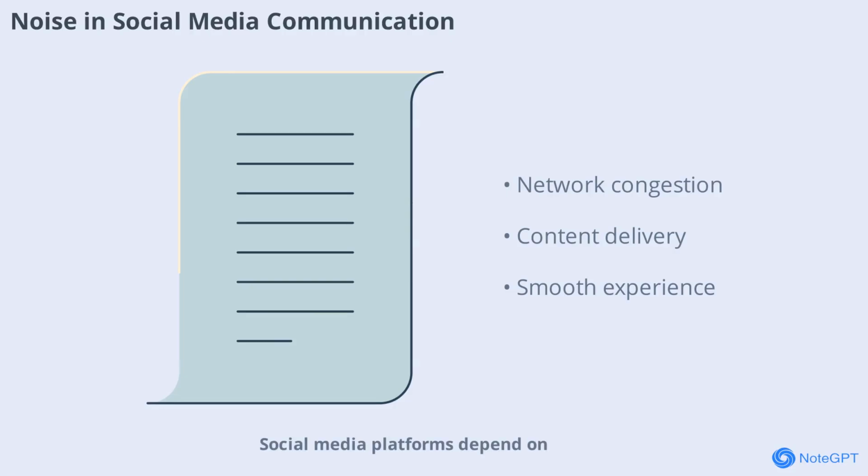Social media platforms depend on reliable communication networks to deliver messages, images, and videos. Network congestion and noise can cause delays or loss of content. Content delivery networks and error correction help maintain a smooth user experience.